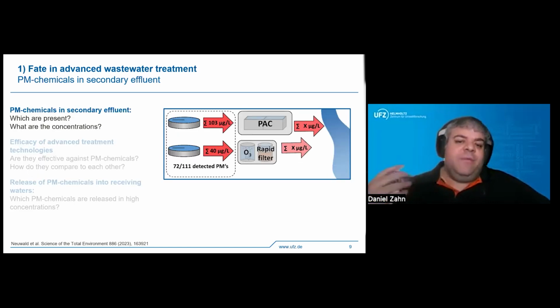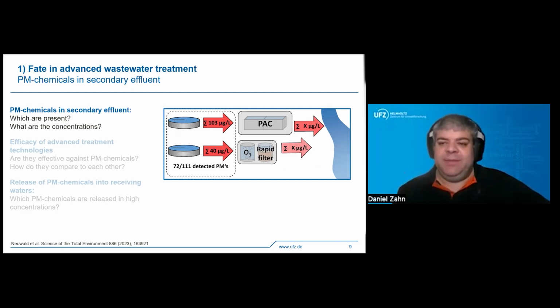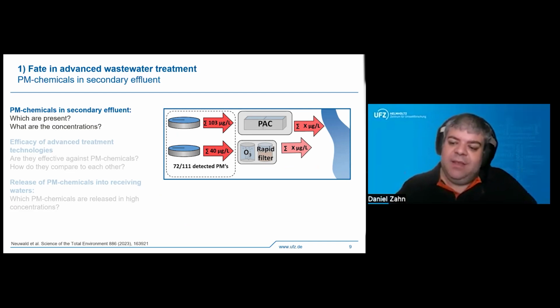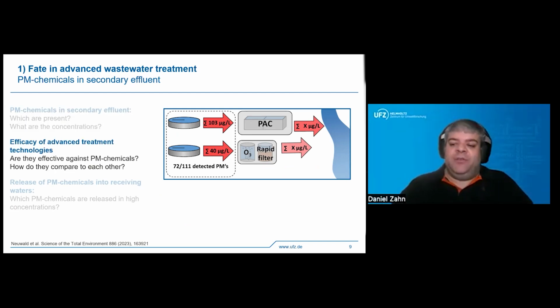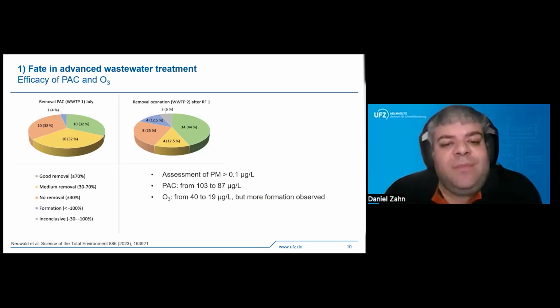First, what's the summary? We found 72 of the 111, which resulted in a total PM burden of 100 micrograms per liter and 40 micrograms per liter, depending on the wastewater treatment plant. So there are a lot of PM chemicals present in the secondary effluent. Next, we had a look at the treatment technologies. We only looked here at those PM chemicals in concentrations greater than 0.1 microgram per liter.